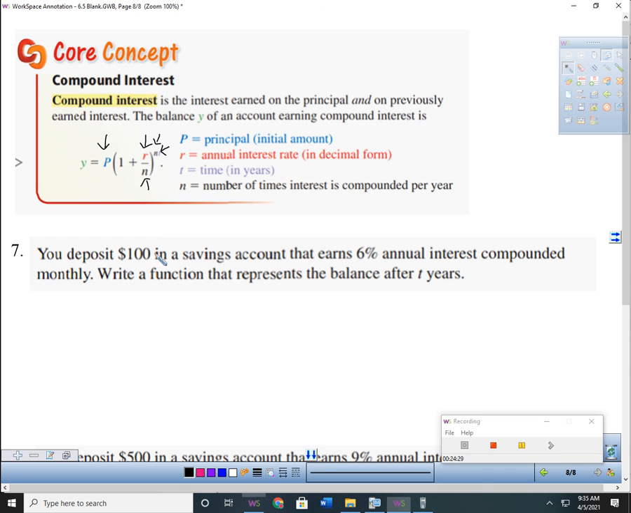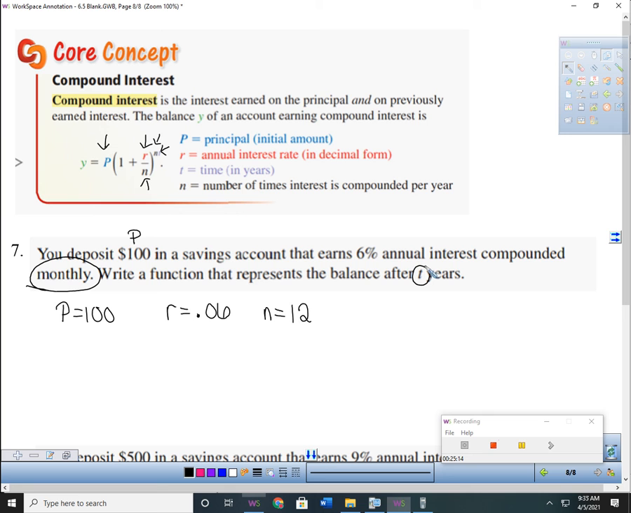So you deposit $100. That's my initial amount, so that's the P, right? I'm just going to make a list down here. So P is 100. I deposit that in a savings account that earns 6% annual interest. By the way, you're not going to be getting 6%. Okay? That's like way high. It earns 6% annual interest. Okay? So I know that my rate is 6%, so that would be 0.06. Annual interest compounded monthly. So n represents how many times I'm compounding, and monthly, there are 12 months in a year, so that's 12 times. Write a function that represents the balance after t years.